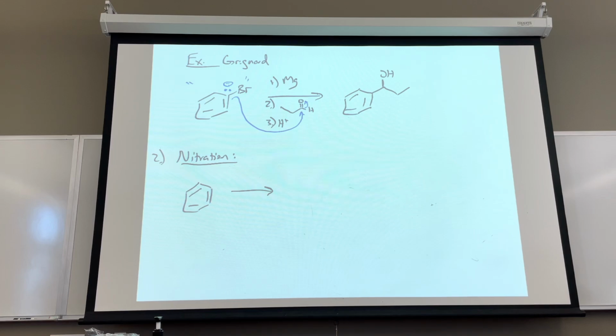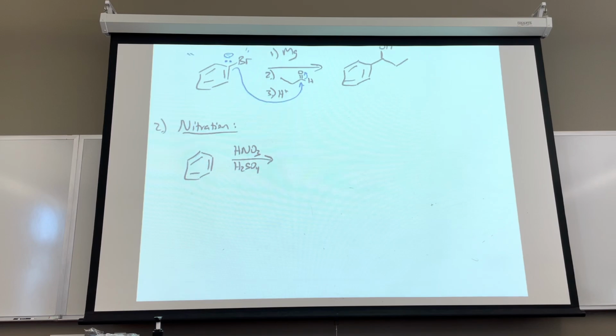If I'm going to put a nitro group on the ring, we have to somehow, again, generate a super potent electrophile. And the way we're going to do that in this reaction is through the combination of two concentrated acids, namely concentrated nitric and concentrated sulfuric. So let's have a look and see what exactly is happening as we combine these very strong acids with one another.